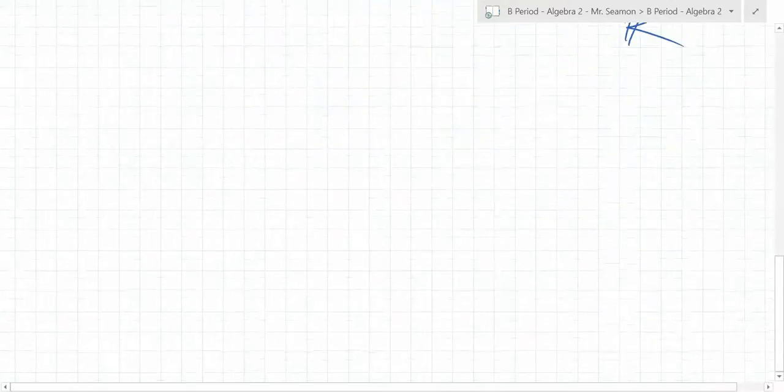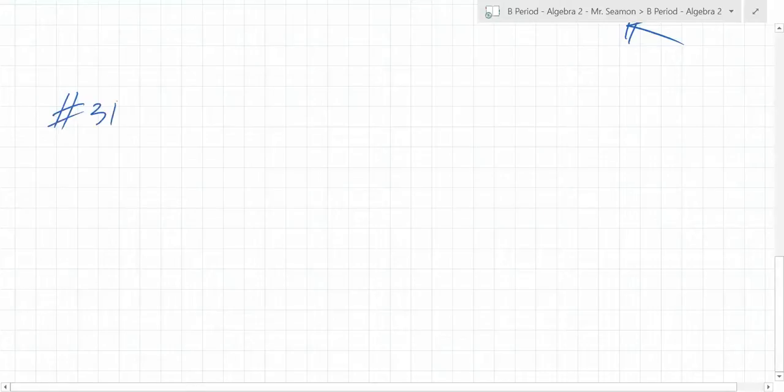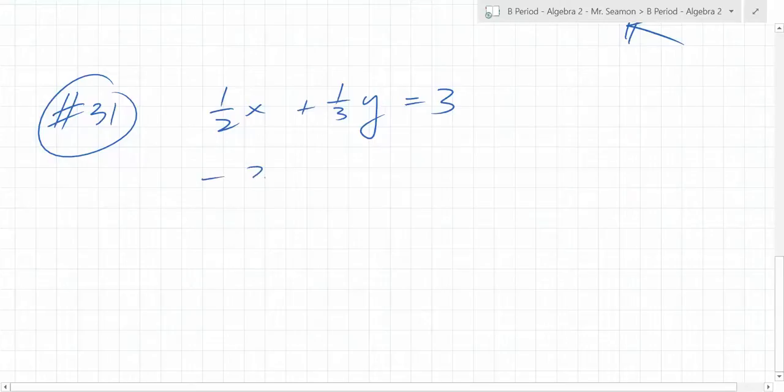Any others from the homework that you want to talk about? Alyssa. Number 31. 1/2 x plus 1/3 y is equal to 3, and negative 3x plus y is equal to 0. Nice. So we're supposed to do this by substitution.